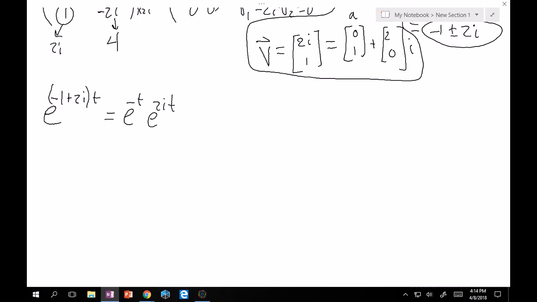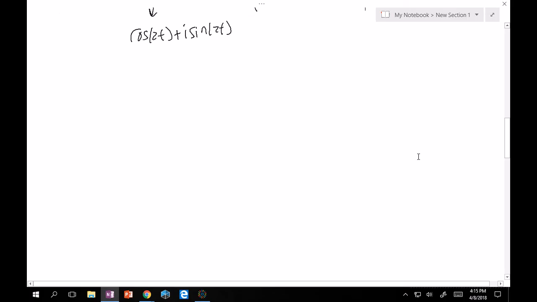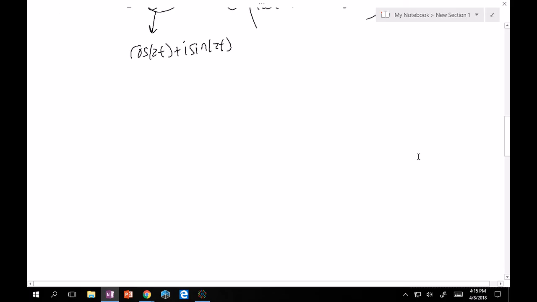And now remember, this e to the 2i t is just going to go to, per Euler's formula of e to the i theta is equal to cosine theta plus i sine theta, cosine 2t plus i sine 2t. So this whole expression is just really e to the minus t times cosine 2t plus i sine 2t. Alright, great. So now let's try to find our x1, which is the real part of this. So keep that up here.